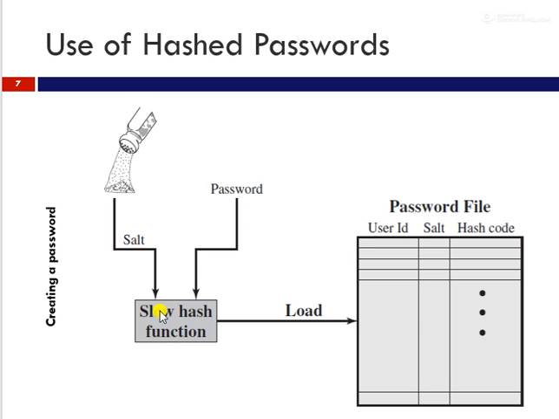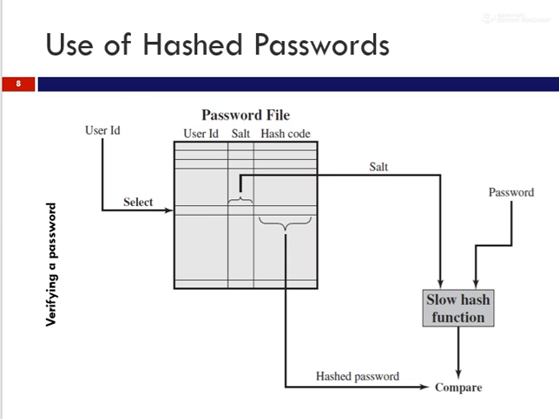So you provide as input this salt value and password to the hash function. The hash function will generate the password hash, and we call it the hash code. So the slow hash function will output the hash code. This hash code will be saved here in the password file along with the user ID, the salt value that you chose for the password, and this hash code, the output of the slow hash function.